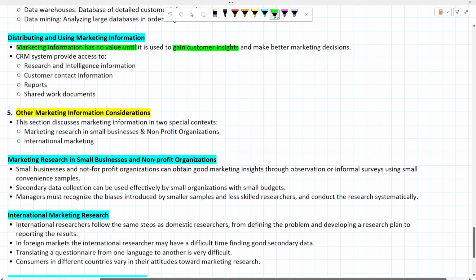So 5, other marketing information considerations. This section discusses marketing information in 2 special contexts: marketing research in small businesses and nonprofit organizations, and internal marketing. Small businesses and not for profit organizations can obtain good marketing insights through observation or informal surveys using small, convenient samples. Secondary collection can be used effectively by small organizations with small budgets. Managers must recognize the biases introduced by smaller samples and less skilled researchers and conduct the research systematically.